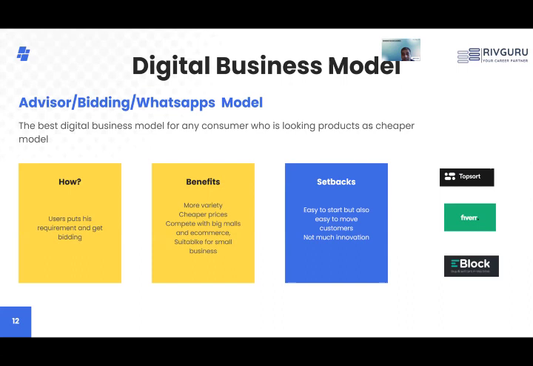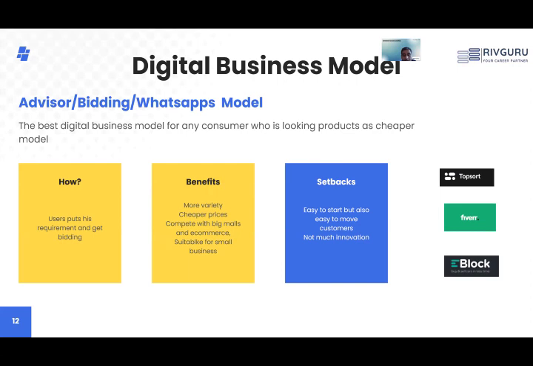Okay, now this is a newer model. This is the digital bidding business model. Basically, it's more of an advisor bidding, WhatsApp kind of model, where you put up your job and people start bidding for it, and whoever wins, you get the commission. So this bidding model is very suitable where there are a lot of users looking for the cheapest product, and it is an alternative to e-commerce.